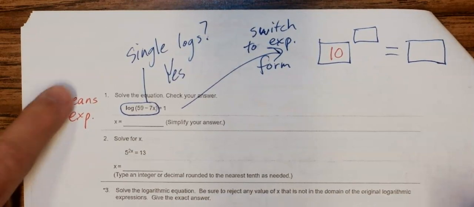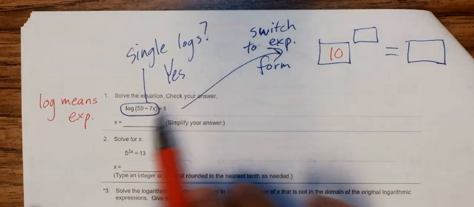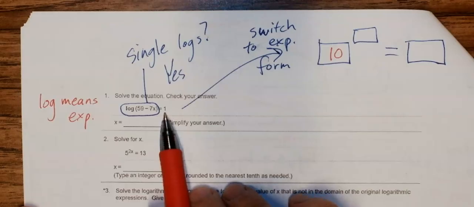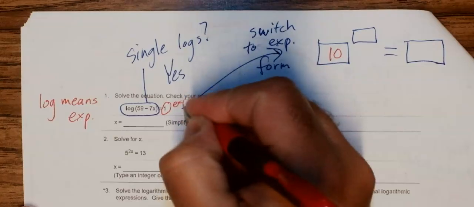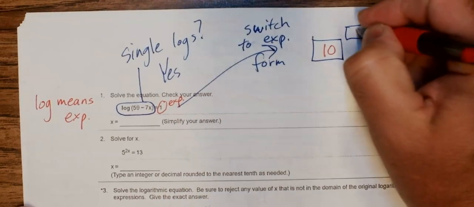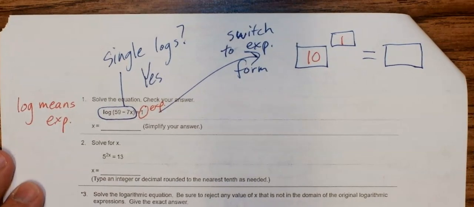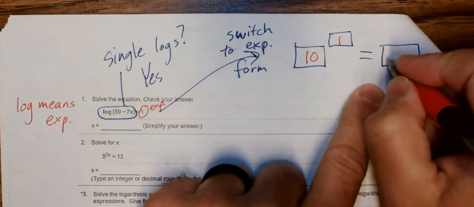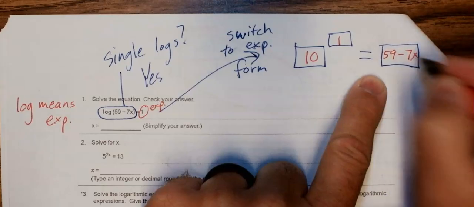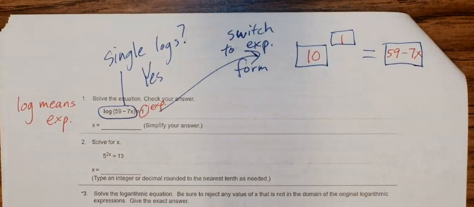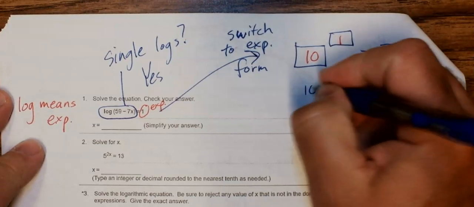If log means exponent, it's actually right over here. This side of that is my exponent. So when I go to put it in my box, it would be the exponent place. That leaves me with one box remaining, which is the 59 minus 7x. Now 10 to the first is more commonly referred to on the street as 10.